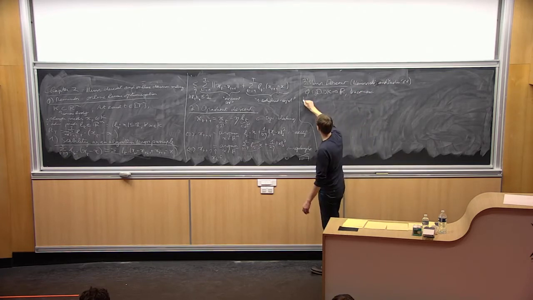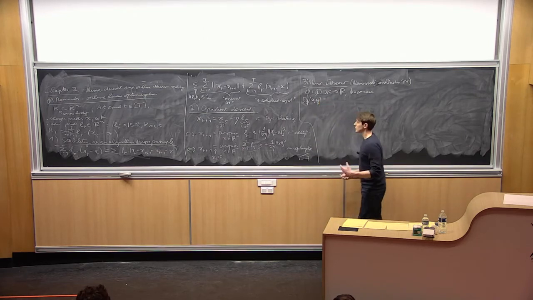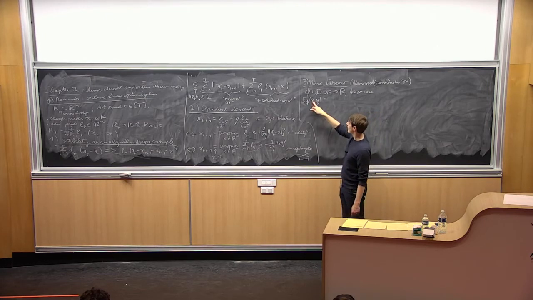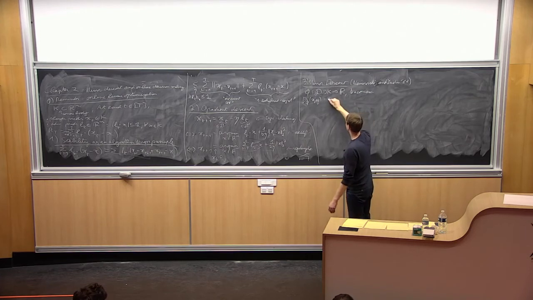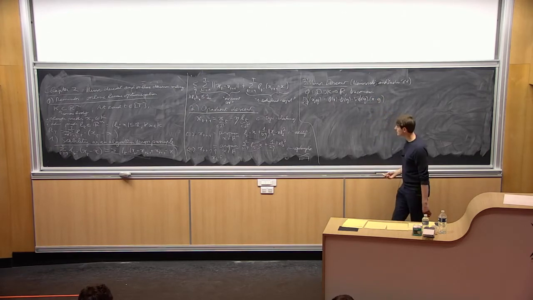Now, associated to phi, let me define the Bregman divergence between x and y. This is the error that you make when you do a first-order Taylor approximation of the value of phi at x using the information at y. So it's phi of x minus phi of y minus grad phi of y dot x minus y. Okay, this will be important in a minute.